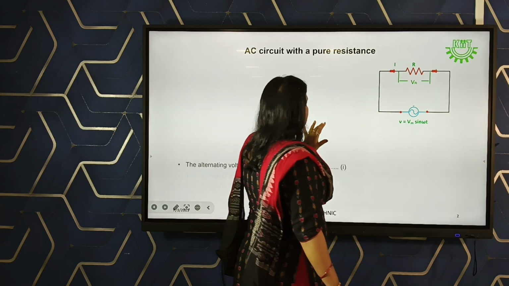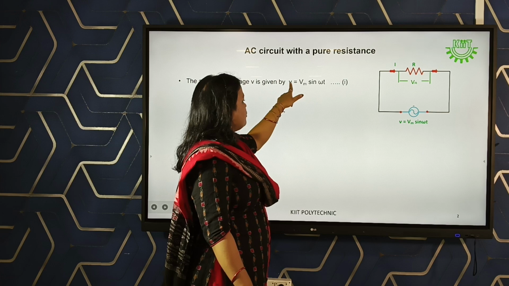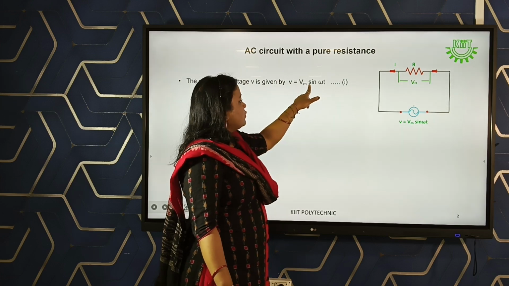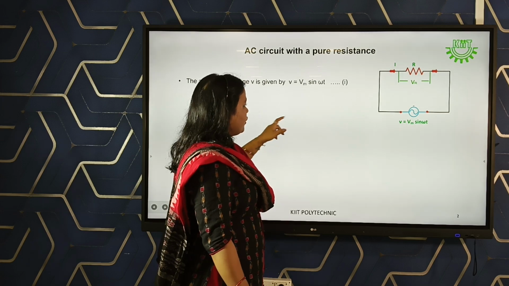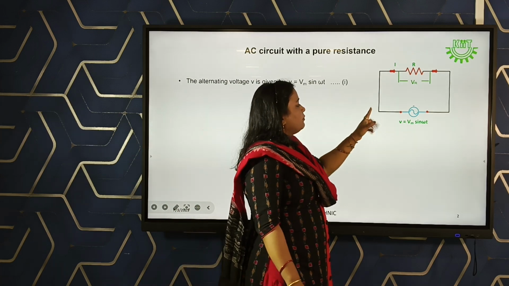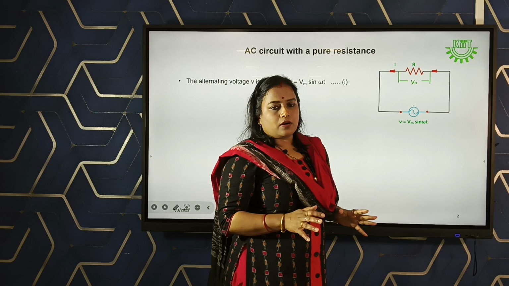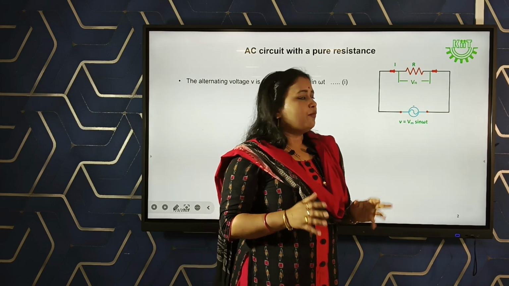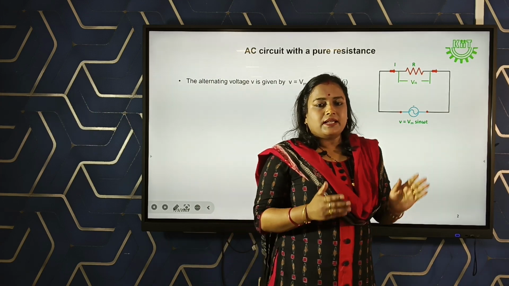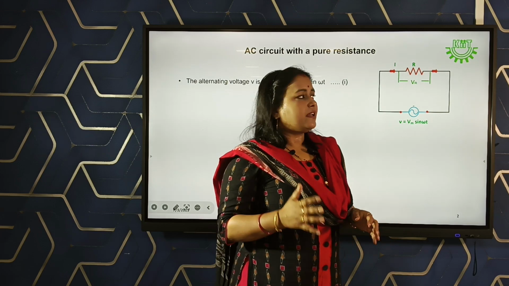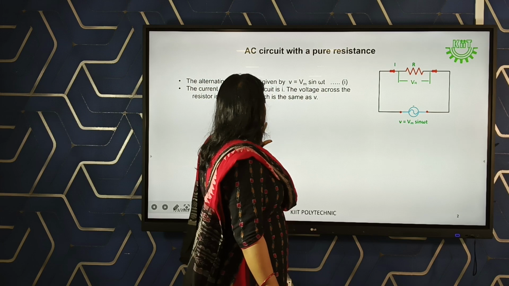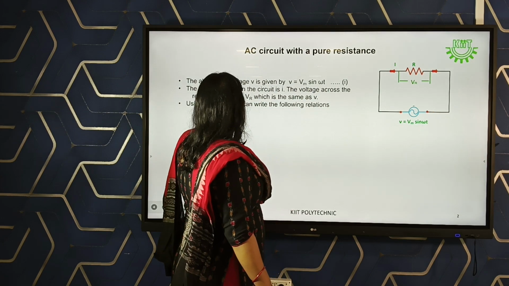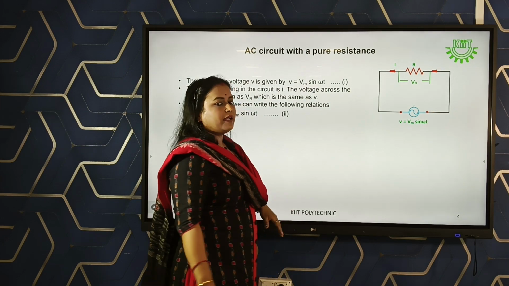That's why whatever the supply voltage, it will appear across only the resistor. So we can write the instantaneous value of voltage v equal to Vm sin omega t. In order to calculate the current value, we will apply Ohm's law. Ohm's law means whatever variation in voltage in a resistor, the same amount of variation will occur in the current.